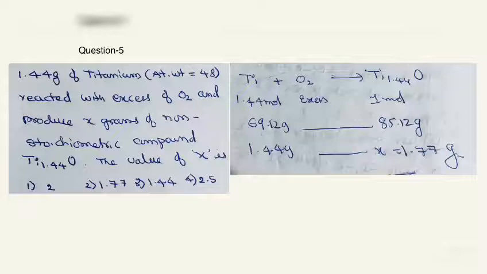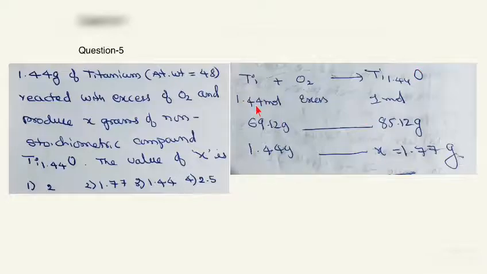In question number 5, 1.44 grams of titanium, atomic weight 48, reacted with excess of oxygen and produces x grams of a non-stoichiometric compound, titanium 1.44, oxygen 1.0. The value of x we have to find out. So here titanium reacts with excess oxygen, forming a non-stoichiometric compound.